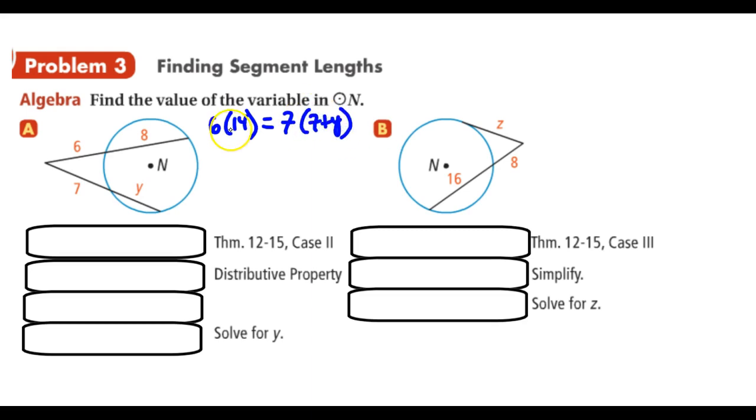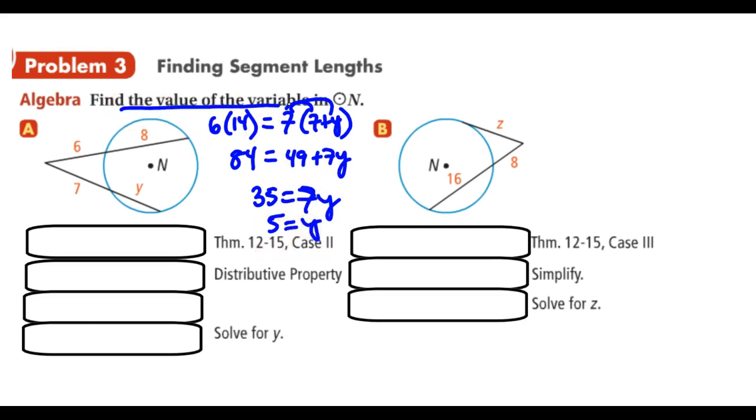Now solve for y. 6 times 14 is 84. 7 times 7 is 49. Plus 7y. I'm just distributing my 7 there. Subtract 49 from both sides. You get 35 equals 7y. Just lost my pen here. Hello, pen. It's not working. 7y. There we go. Divide both sides by 7, you get 5 is equal to y. Is that what they wanted to know? Yeah, I just said find the value of the variable. So 5 is equal to y.